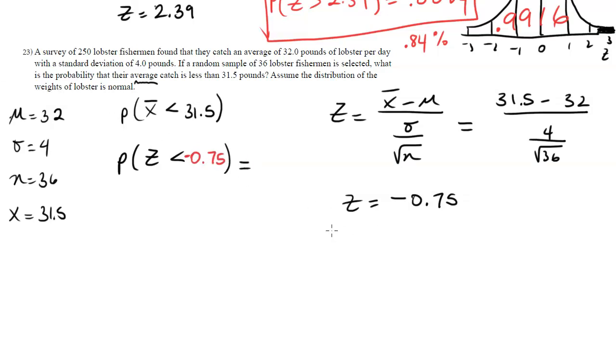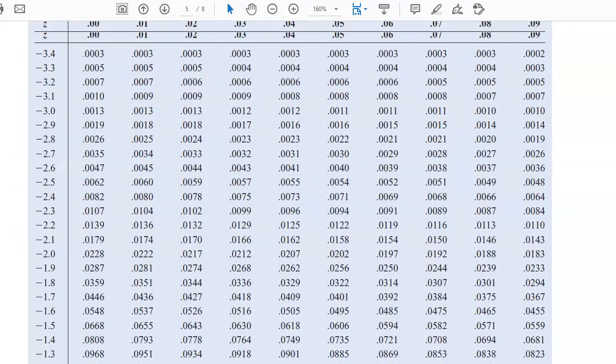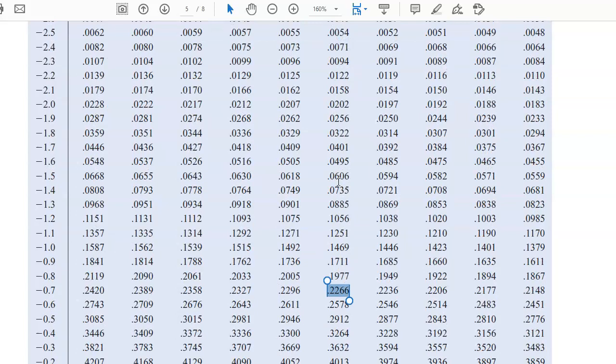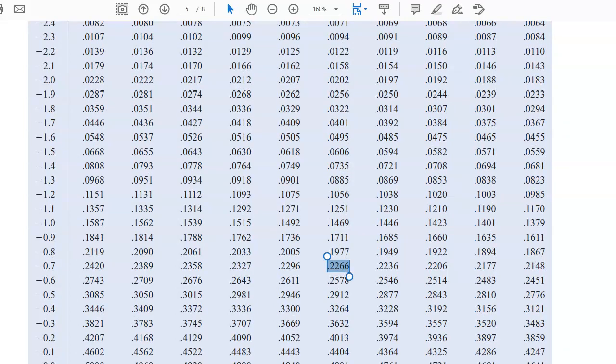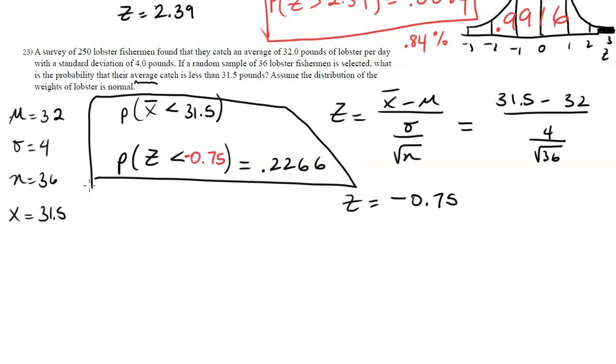We're talking about less than, to the left. That's what the table gives us. So let's go and look for negative 0.75. Negative 0.70, 1, 2, 3, 4, 5. Negative 0.75: 0.2266. That's my probability. 0.2266, and that's my answer. A little trapezoid action there. That's my probability.